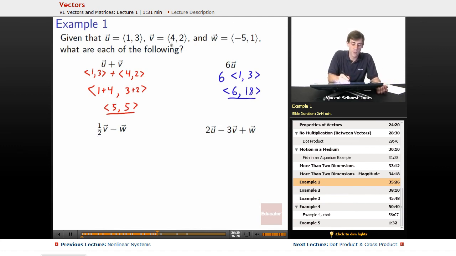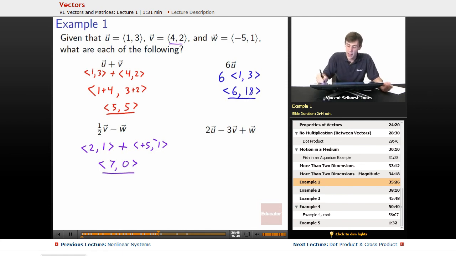1/2 times v, well, v was 4, 2. So 1/2 times 4, 2 is going to produce 2, 1. 1/2 of 4 is 2, and 1/2 of 2 is 1. So we've got 2, 1 for 1/2 v, and then minus our w was -5, 1. We can distribute this negative here, so this becomes positive, this will become negative, right? We distribute that negative into there. And so 2 plus 5 is 7, 1 minus 1 is 0.